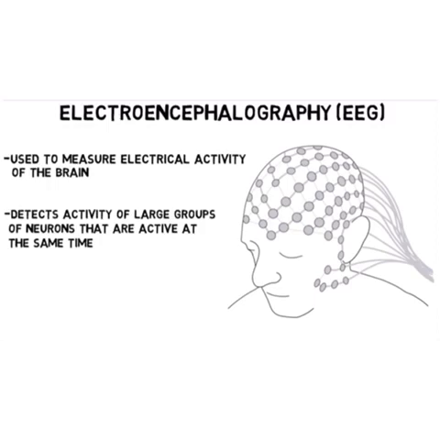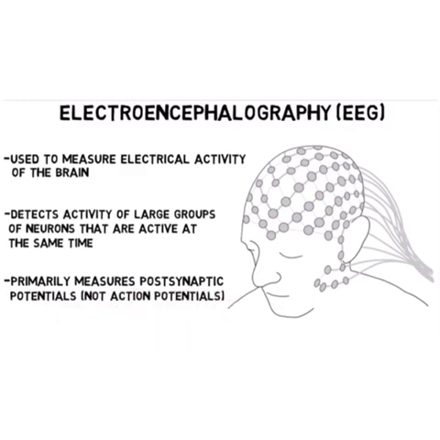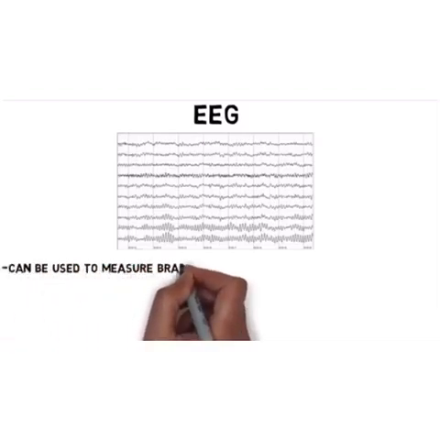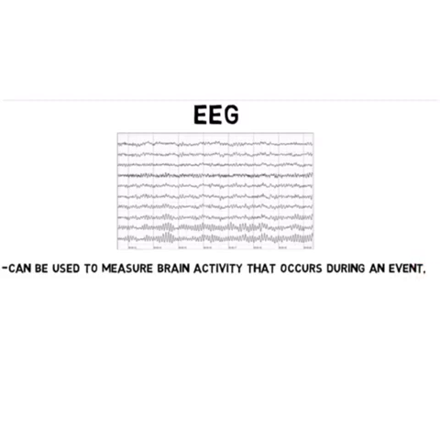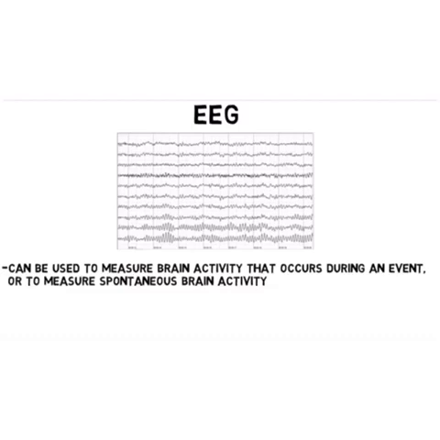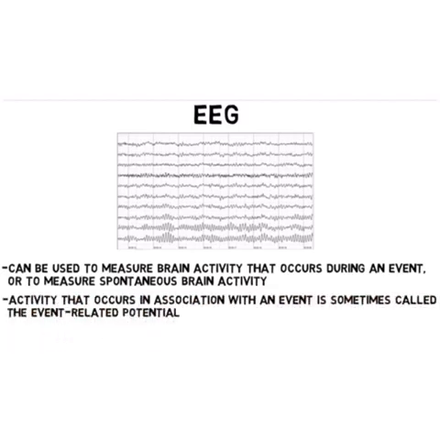EEG is primarily measuring postsynaptic potentials, or changes in membrane potential that are elicited by neurotransmitters binding to receptors on the postsynaptic membrane. EEG provides an image of electrical activity in the brain represented as waves of varying frequency, amplitude, and shape. It can be used to measure brain activity that occurs during an event, like the completion of a task or the presentation of a stimulus, or to measure spontaneous brain activity that happens in the absence of a specific event. The typical electrical activity that occurs in association with an event is sometimes referred to as the event-related potential.